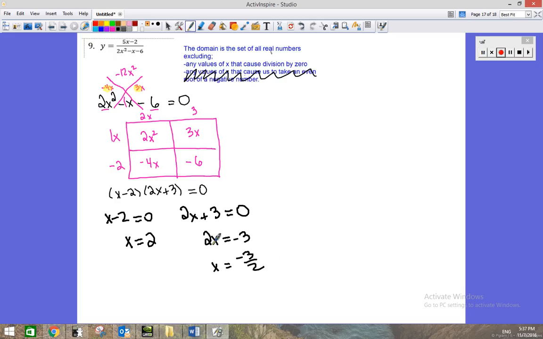Many of you can skip those two steps and just write it directly as negative 3 over 2. If you're making sign errors or if you're making silly errors, then go ahead and write it out and show your work and include the steps.